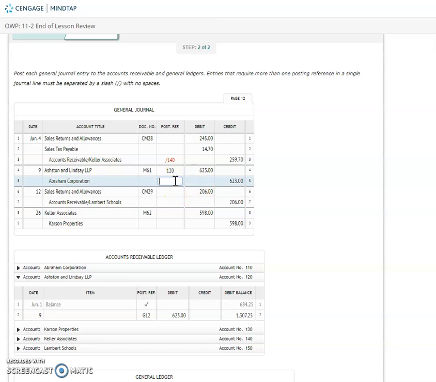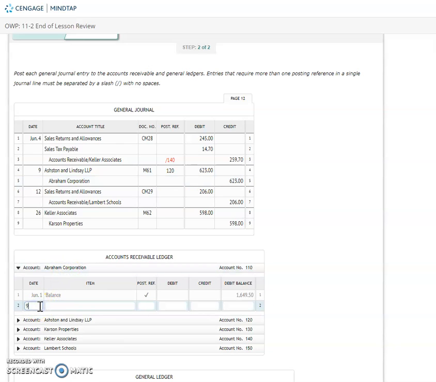Next line is another customer, so I'm going to Abraham Corporation. The date is the 9th. G12. I'm going to credit that account for 623. I have a debit and a credit, so I'm going to be subtracting. My new balance is 1,026.5. Account number 110 will go back up.